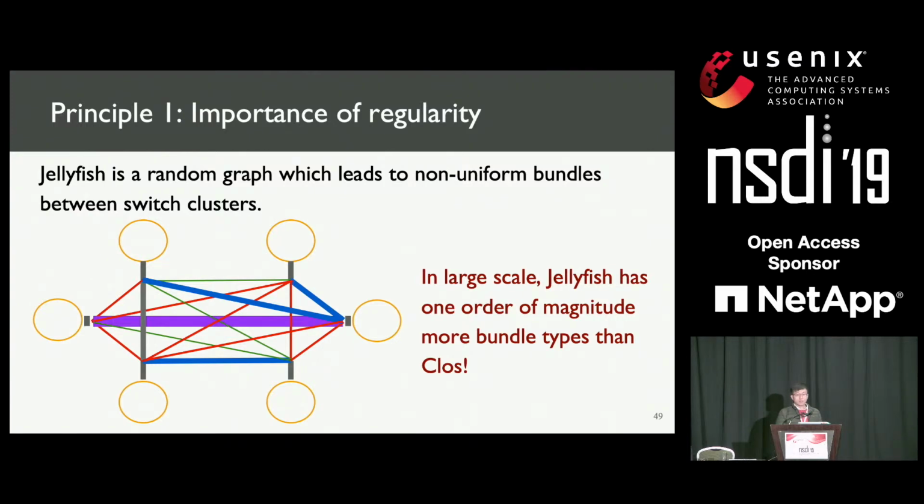The first one is the importance of topology regularity. Jellyfish is a topology that does not exhibit regularity. Jellyfish is a random graph, which leads to non-uniform bundles between switch clusters as shown in the figure. Therefore, at large scale, Jellyfish has 1 order of magnitude more bundle tabs than Clos.